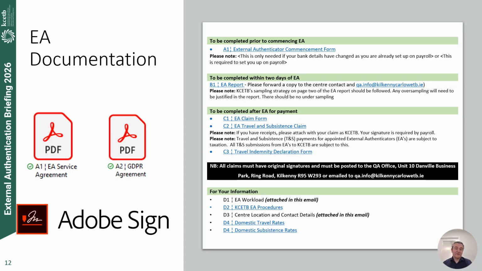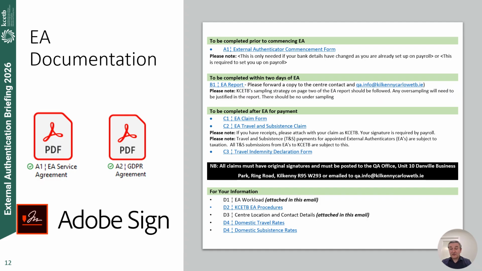Then lastly, we have documents for your information. Peter would have attached in his email your EA workload, which will give the list of the modules, the provisional number of learners and sample size, and the EA procedures, which outline our EA procedures in KCTB, and again, the sample strategies within that. You'll also have a central location contact details document, which gives you the name of your EA contact, their contact details, a picture of the center, and a Google Map link and map of the area, so it's easier to find the center. And lastly, your domestic travel and subsistence rates.